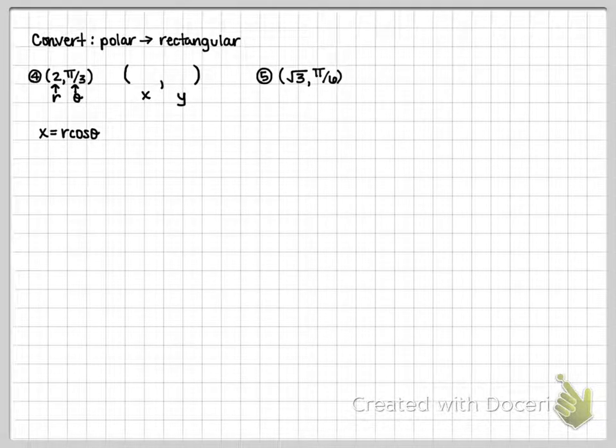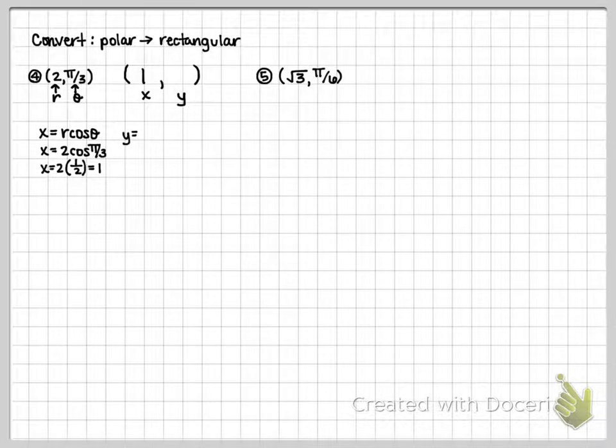So I'm just going to plug in what I got. So my r is 2, and my angle is pi over 3. I'm just going to go ahead and do the math. So cosine of pi over 3 is going to be a half, and then 2 times a half is just 1. So there's my x. Let's go ahead and put that in the point itself. Then I can do the exact same thing for the y.